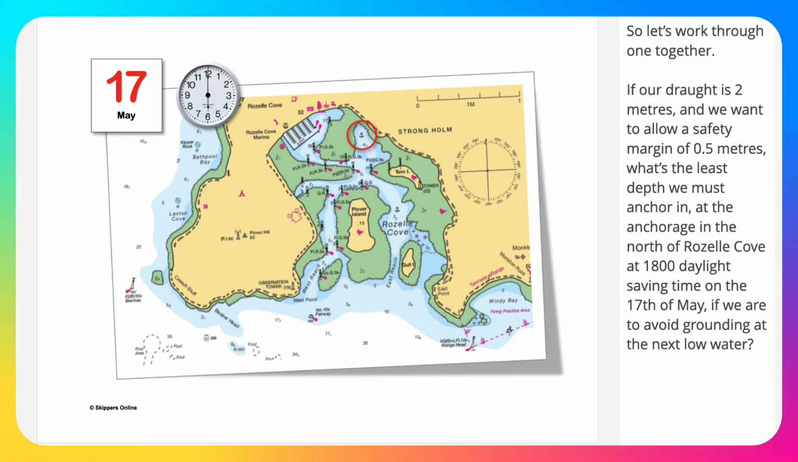So let's work through one together. If our draft is 2 meters and we want to allow a safety margin of 0.5 meters, what's the least depth we must anchor in at the anchorage in the north of Rozelle Cove at 1800 daylight saving time on the 17th of May if we are to avoid grounding at the next low water?